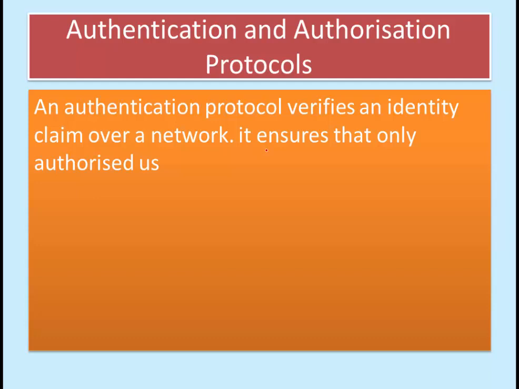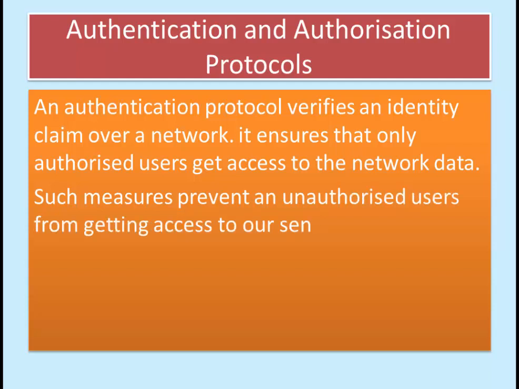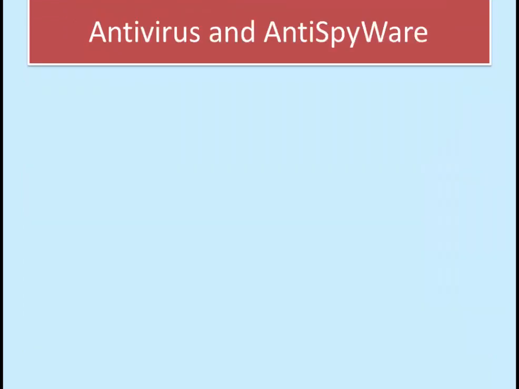It ensures that only authorized users get access to the network data. Such measures prevent an unauthorized user from getting access to our sensitive data. If we have given them certain IDs and passwords, only that person can access our computer. That we call authentication and authorization protocol. It will prevent our system from unauthorized users. So this is one way we can ensure the security of a computer.